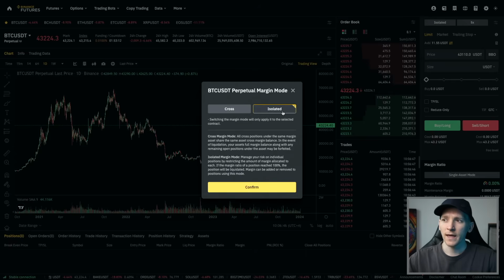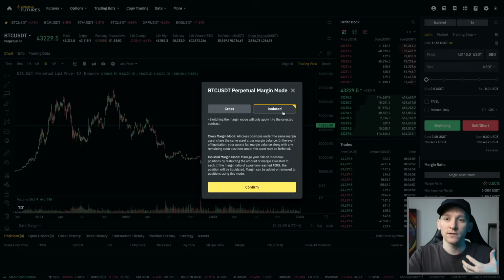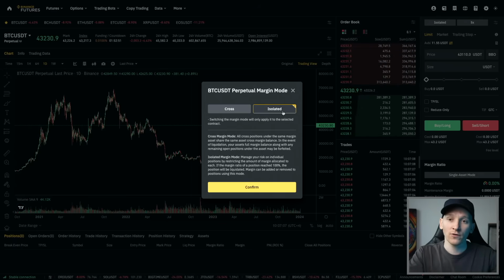Isolated margin is where the collateral that you have in your account is used to fund individual trades. So you have $1,000 in your account, you use $500 to fund a Bitcoin position, and you use $500 to fund an Ethereum position. Those are completely separate. So if the Bitcoin position loses money and you get liquidated, you're liquidated on that 500, but the other Ethereum position will not be touched at all. So that's isolated margin for each position.